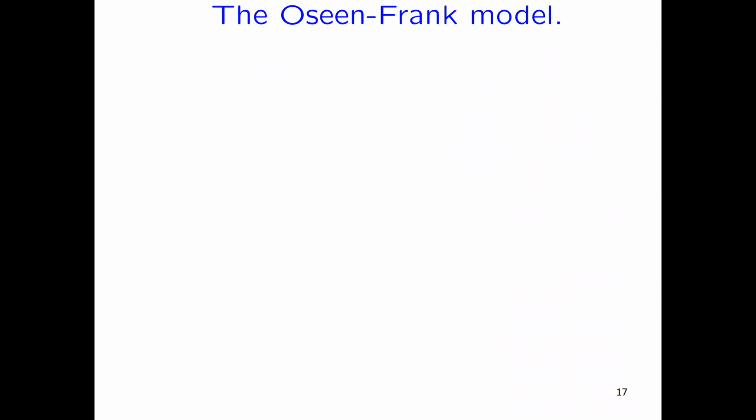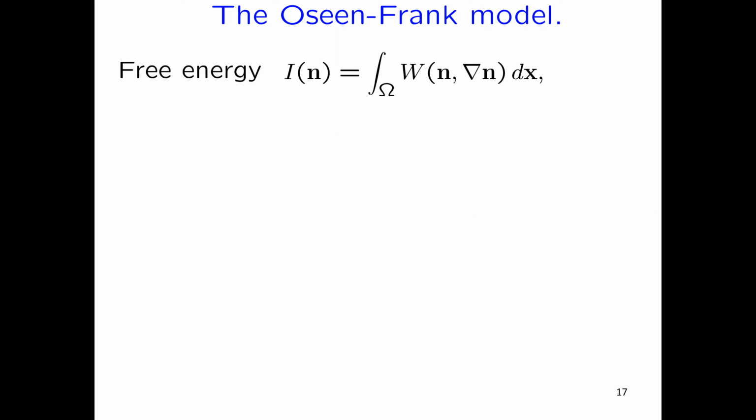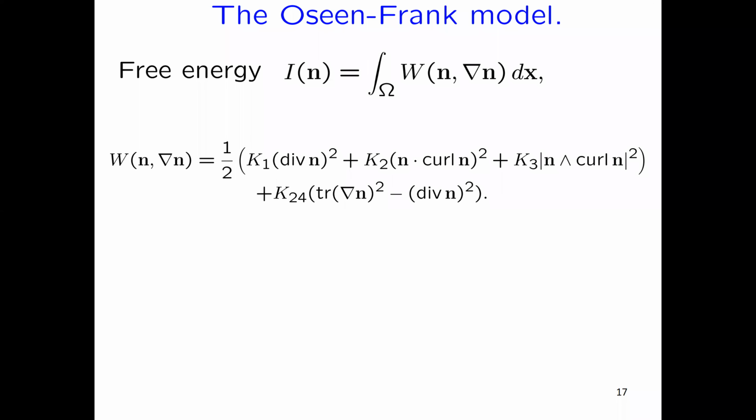Now the oldest and still very useful model is the Oseen-Frank model that uses as an unknown this director field. It has a free energy functional I of n, which you get by integrating over omega a function w that depends on n and its gradient. And here is the free energy density w that depends on n and the gradient of n, and it's quadratic in the gradient of n.